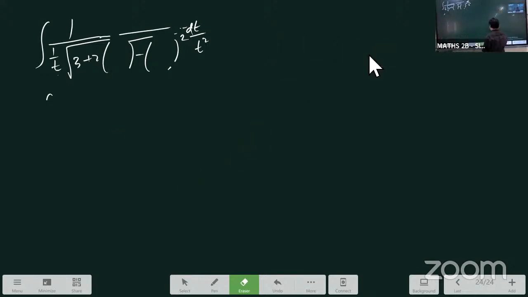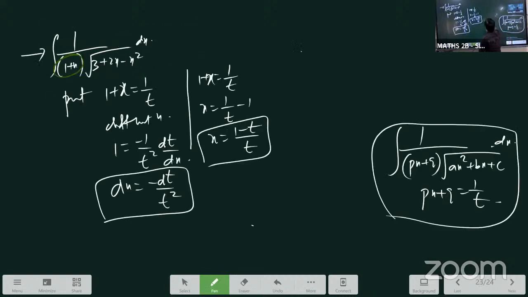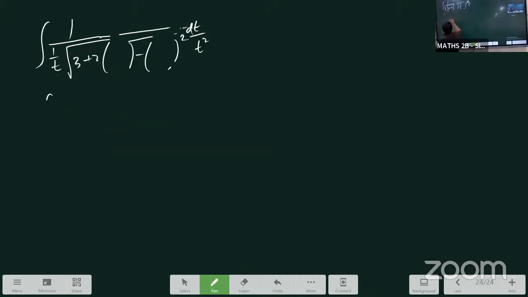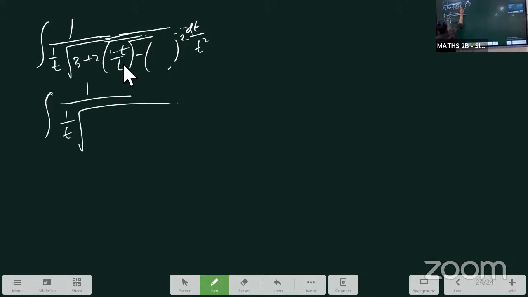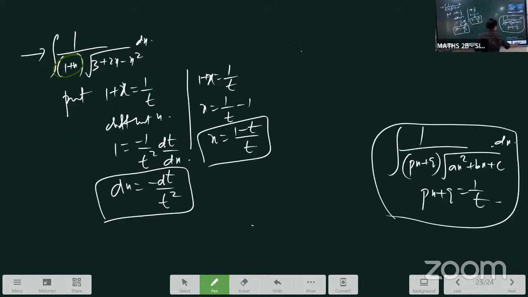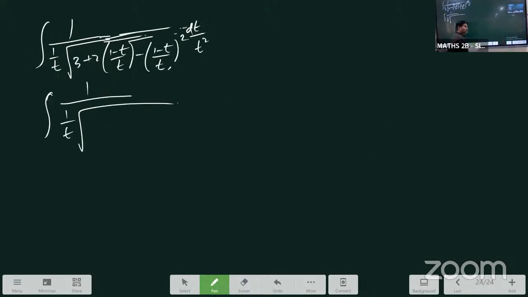See here, in the previous board, it was (1 minus t) by t. Correct, no? So integration of 1 by t, it's under root. Here what am I going to get? (1 minus t) by t, (1 minus t) by t. Correct, no? Instead of x, you are going to (1 minus t) by t. That is okay.